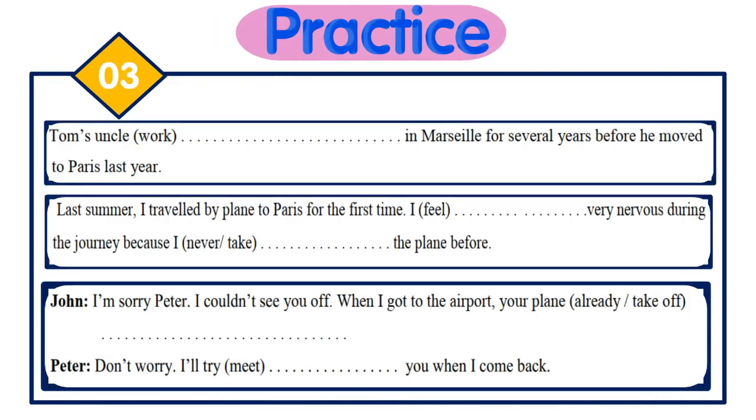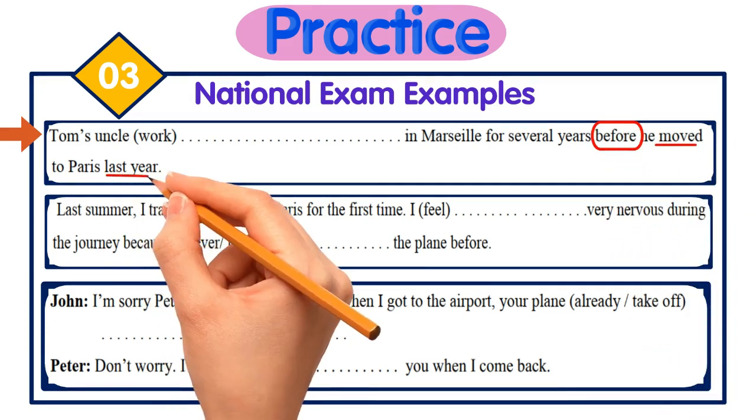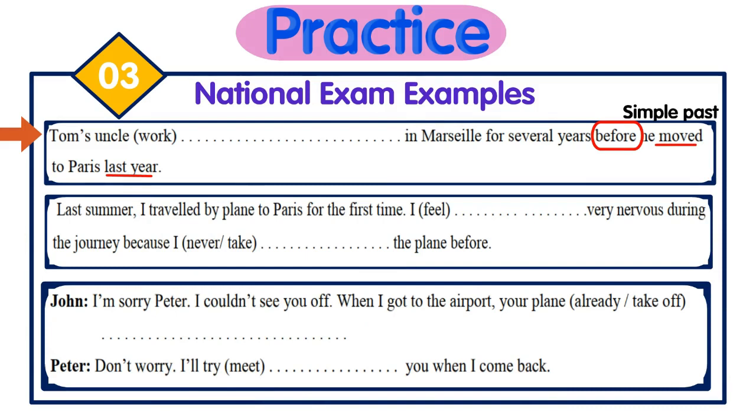Here is another exercise. These sentences are all taken from previous national exams. Let's start with the first one. Tom's uncle worked in Marseille for several years before he moved to Paris last year. In this sentence, we have before, and then we have moved, which is in the simple past, and also we have last year. And then we have here several years. We're talking here about the period of time in the past.